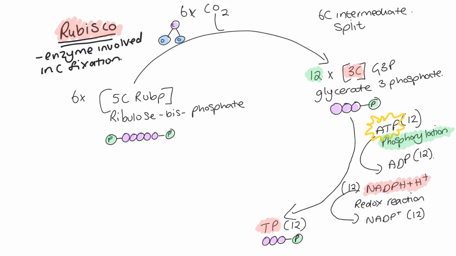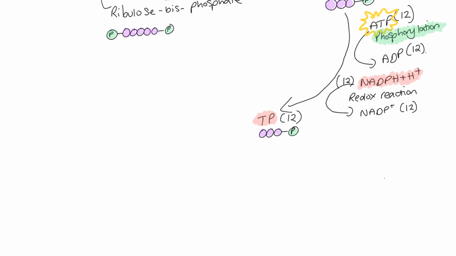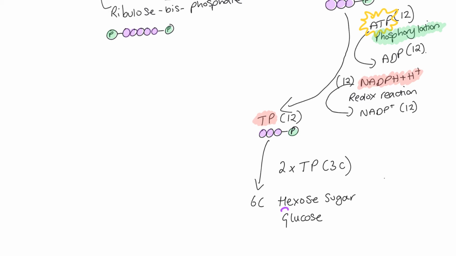These triose phosphates now have two possible options. So we've got 12 of them, each one containing 3 carbons. If we combine 2 of those 3-carbon triose phosphates together, we get a 6-carbon compound, and we can convert that into a hexose sugar. We can convert it into glucose. Brilliant. That was the whole point. So we've made our glucose molecule.